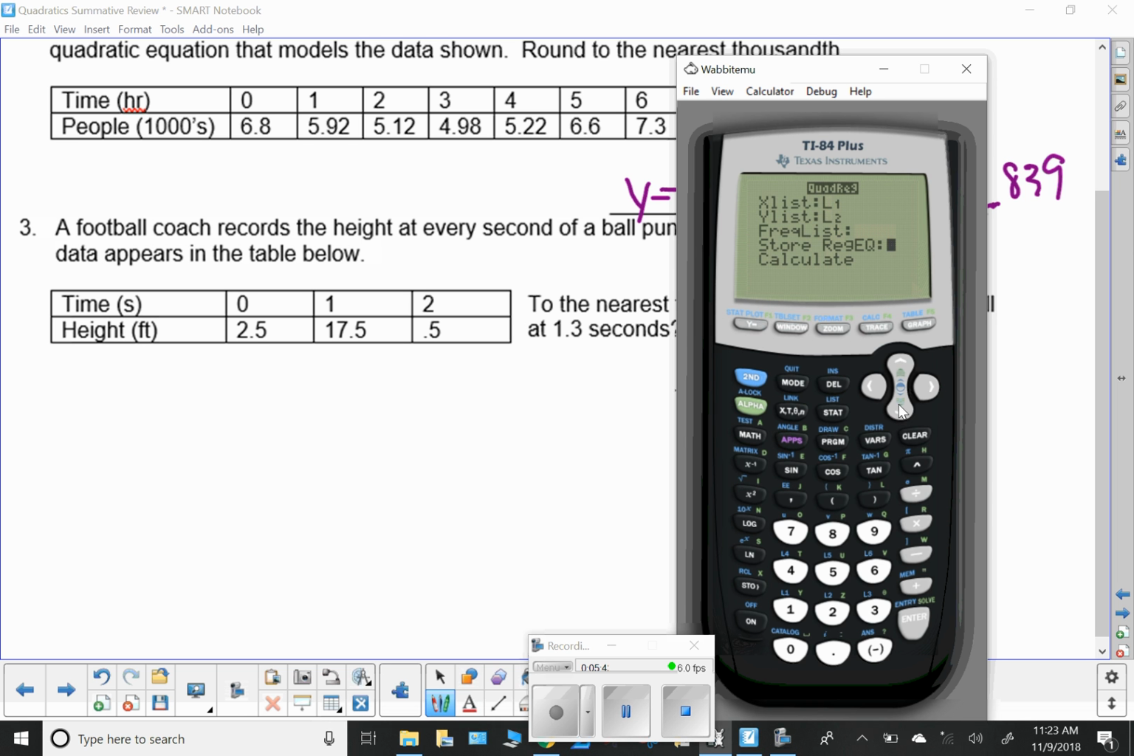Because I'm going to make a prediction, I want to store my regression equation. So here I'm going to press the vars button, arrow over once to get y vars, and then press enter to get the function and enter to get the y1. Now my equation will be stored in y1, so I don't have to write it down. I can just calculate. If I wanted to write it down, I could use my a, b, and c.